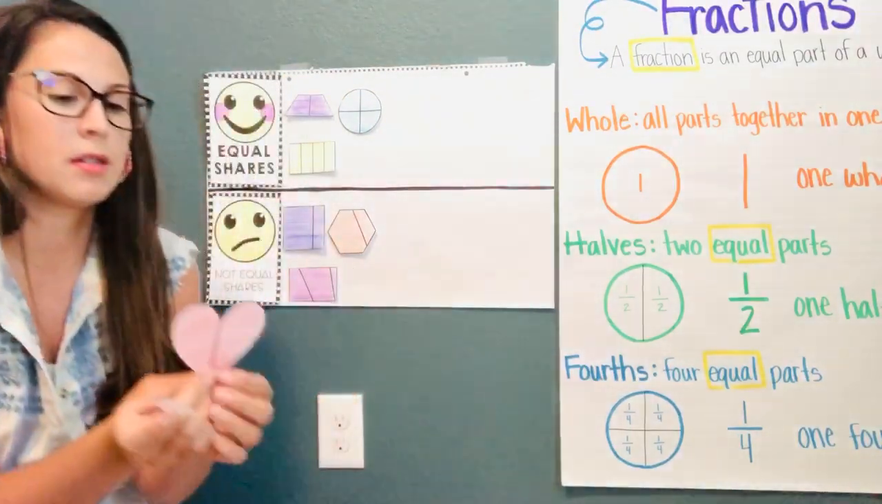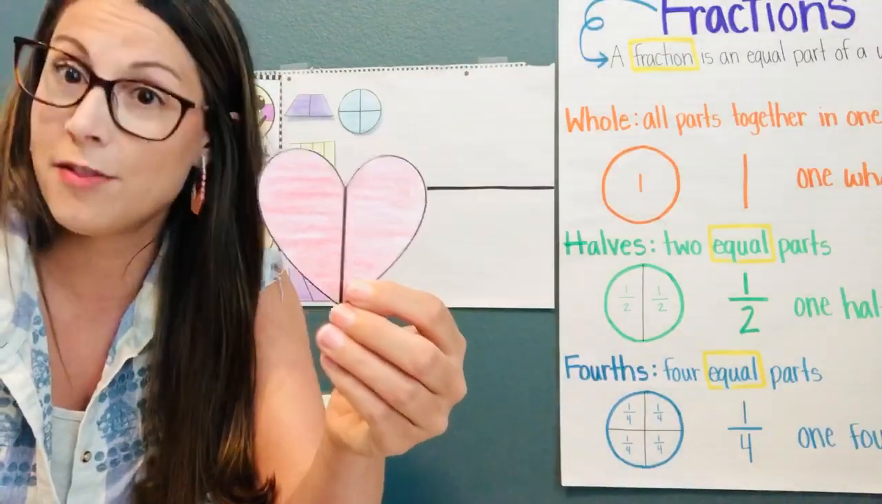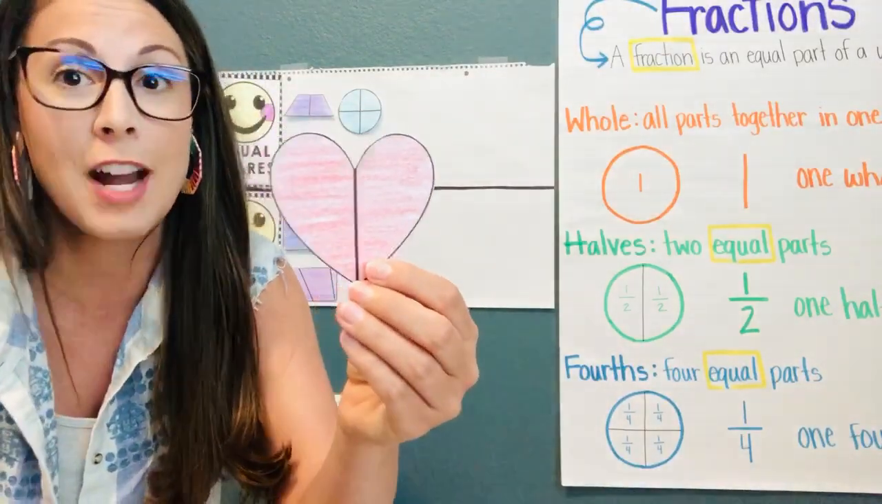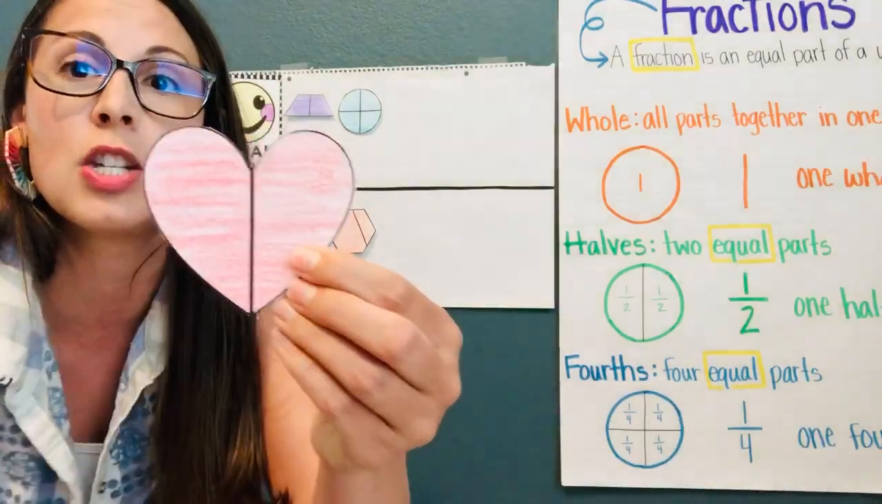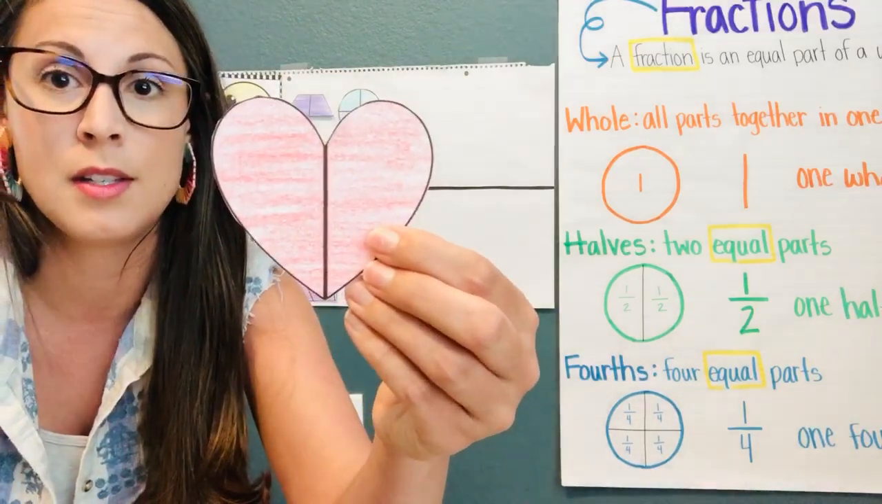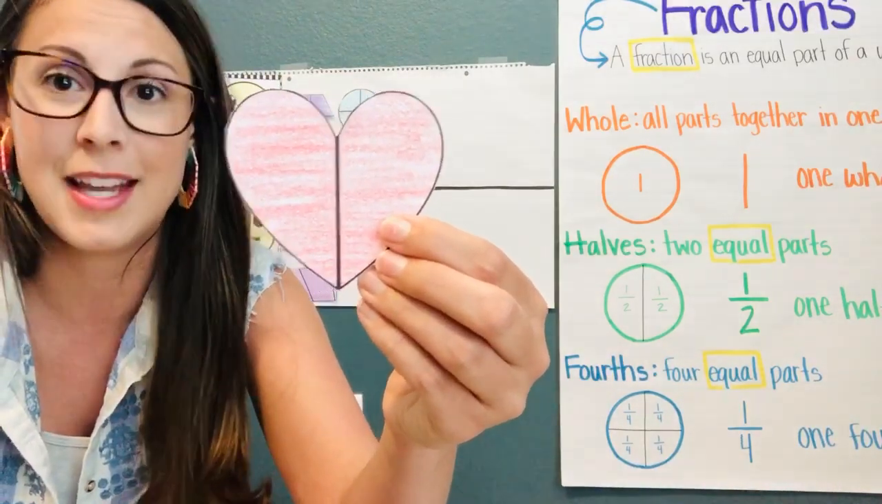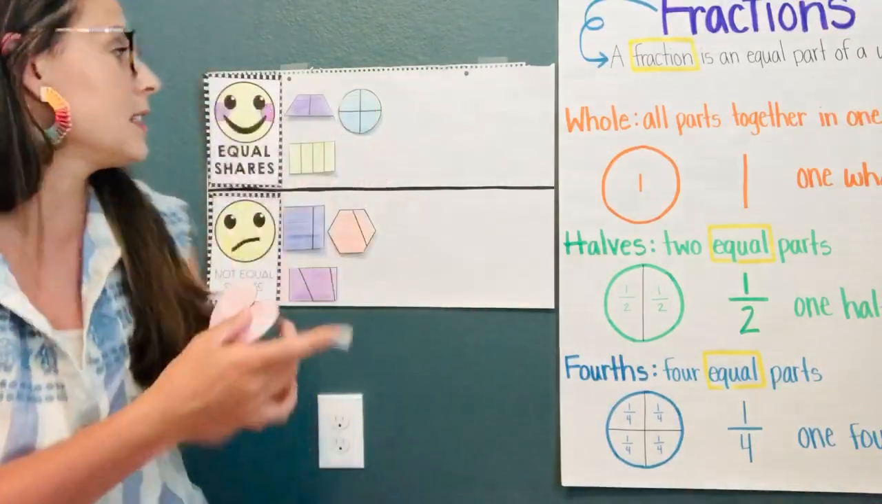How about a heart? You can partition almost every shape, but you have to make sure for a fraction for it to be equal shares. So is this heart partitioned where both parts are equal? Yes, they are. And it's cut where it's cut in halves.